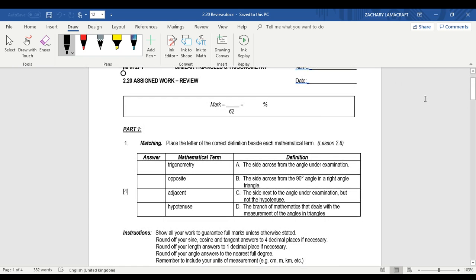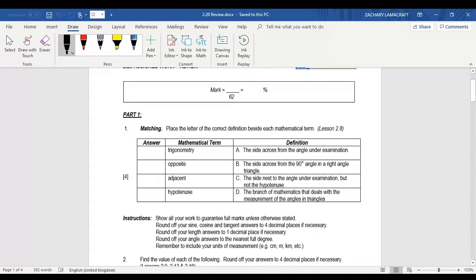Okay, so if we're looking at the review assignment and we just go through here and do some matching. The first term is trigonometry, okay? Trigonometry, we do know, is the branch of mathematics that deals with the measurement of angles in triangles, okay? So that would be D. The opposite side we know is the one across from the angle under examination, and in this case would be A.